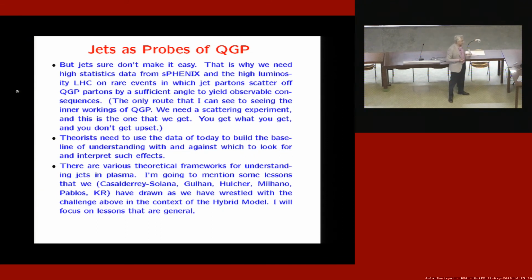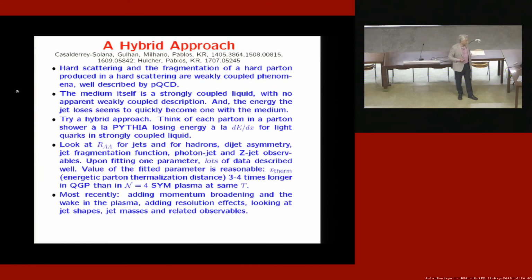So jets don't make it easy, as I'll try to give you a sense of. Theorists today are using data from experiments today to build up the baseline of understanding of how these complex objects, jets, interact with this complex medium, the soup. There are various theoretical frameworks for understanding this, and I'm going to show you results from only one framework. It's called the hybrid model, and I'm one of its authors. I'll give you lessons that are general, but the framework I use will only be one of those available.